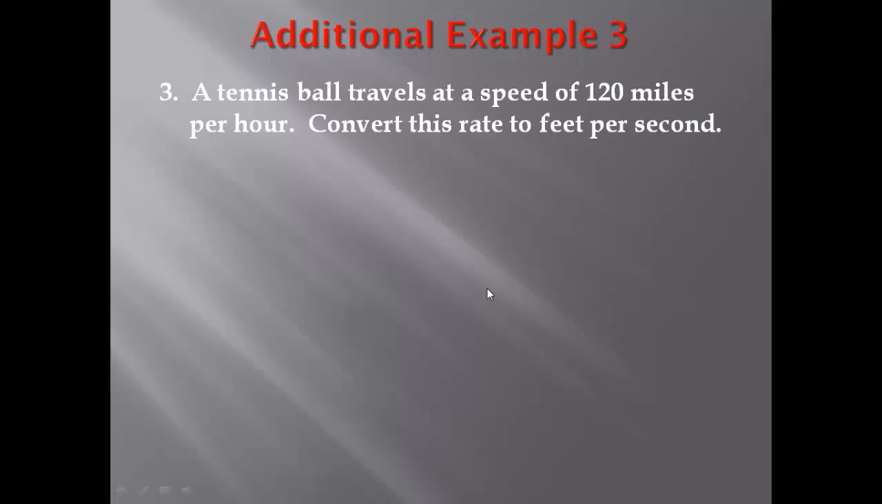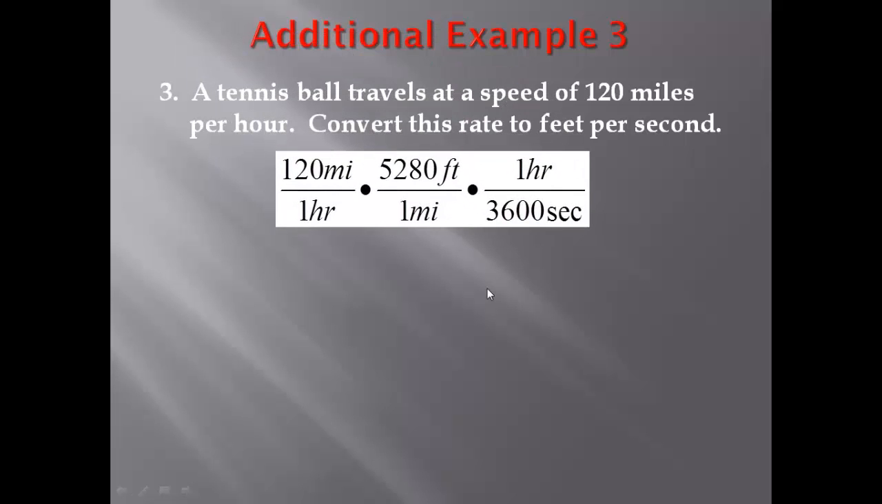Now we have an additional example. You can use your calculator on this example. You can pause the video and try it on your own, or you may follow along. A tennis ball travels at a speed of 120 miles per hour. Convert this rate to feet per second. So on this problem, we have 120 miles per hour. So I'm going to write 120 miles over 1 hour. I am converting miles to feet and hours to seconds.